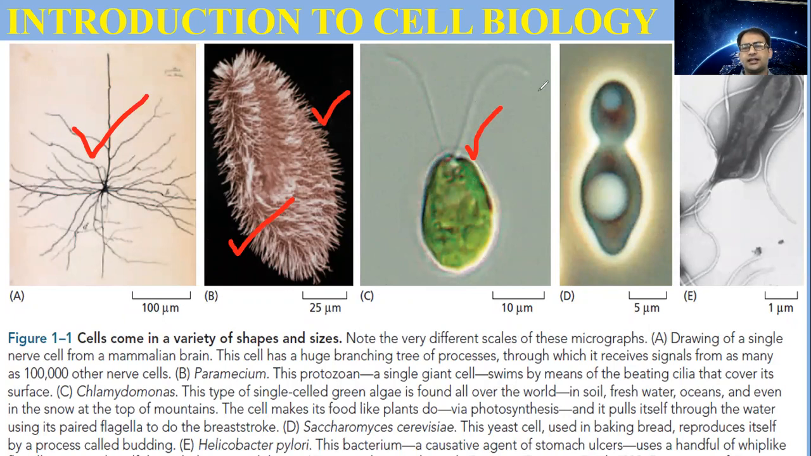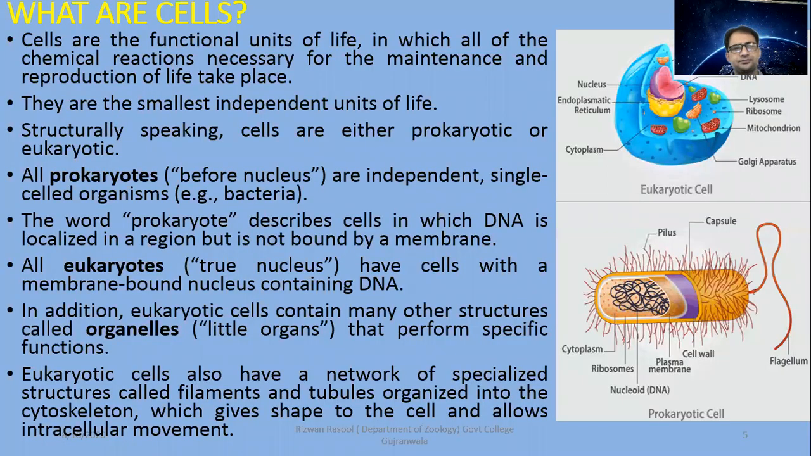Diagram D shows yeast, Saccharomyces cerevisiae. This yeast cell, used in baking bread, reproduces itself by a process called budding. And the last diagram is Helicobacter pylori. This bacterium is a causative agent of stomach ulcer. It's a picture showing different cells with a variety of shapes and locomotion sources.